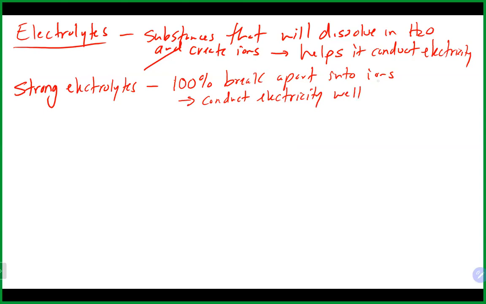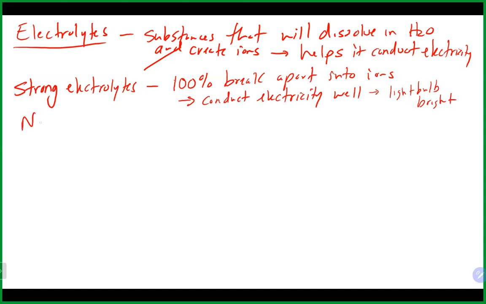So a common experiment, like I think maybe this week it is, you take a light bulb with some electrodes on it. And if you put that in a strong electrolyte solution, the light bulb would be very bright. It would conduct electricity really well. Light bulb will go off. It'll be really super bright.